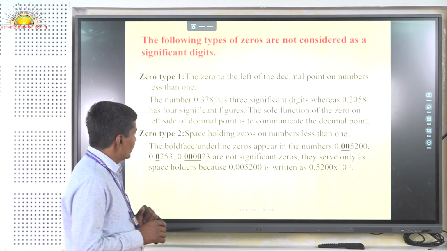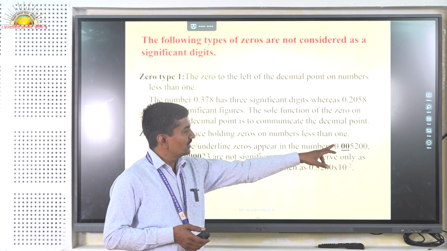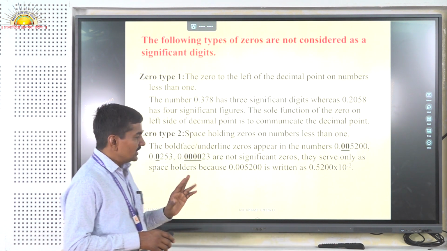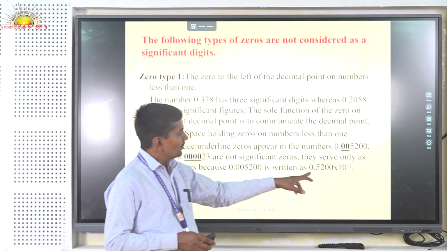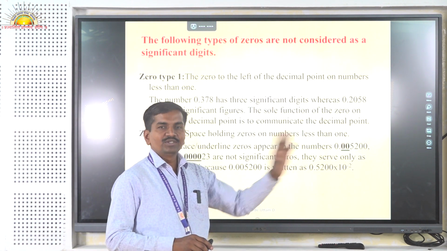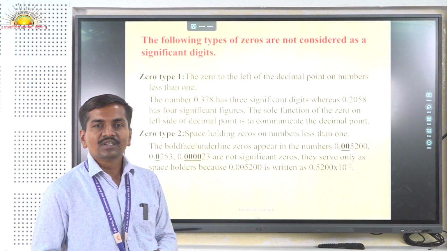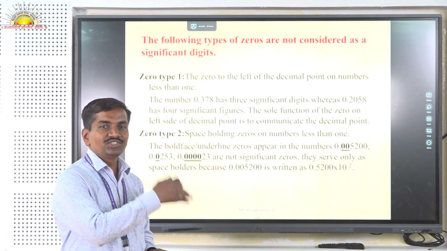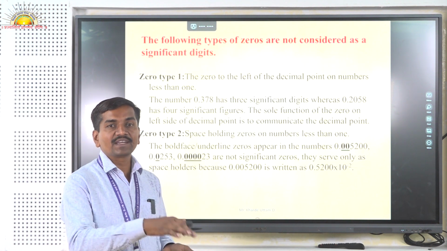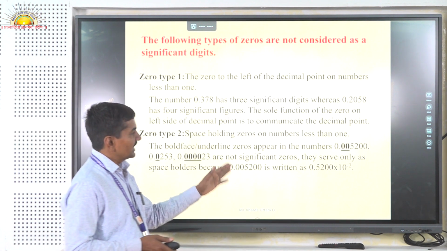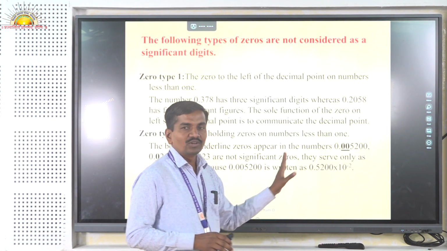Why space holding? Because the given number 0.005200 can be written as 0.5200 times 10 raised to minus 2. That means space holding zeros can be removed from the given number by rewriting the number in another form. Such zeros are called space holding zeros.